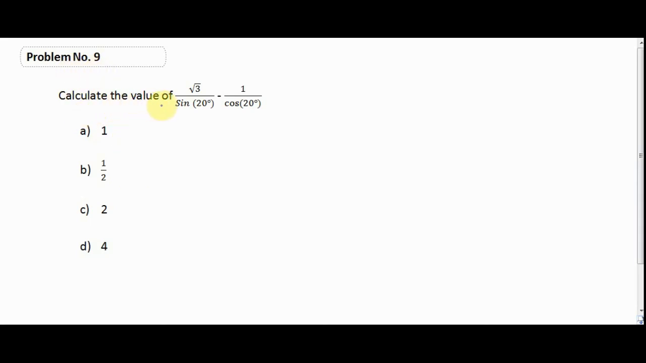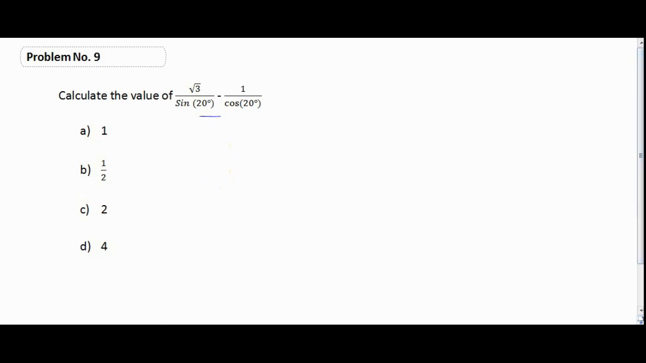Calculate the value of root 3 by sine 20 degree minus 1 by cos 20 degree. So we are asked to calculate the value of this expression. You may pause the video and try to solve this by yourself. Now coming to the solution of this problem.